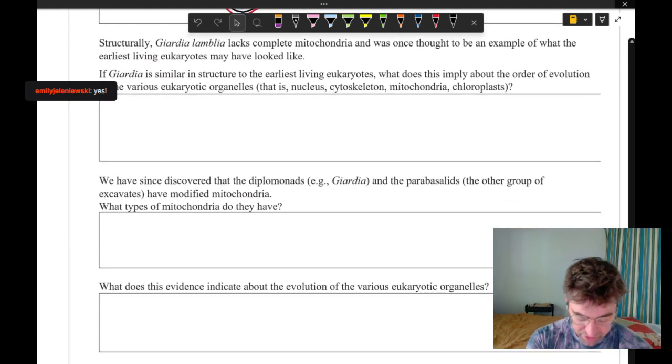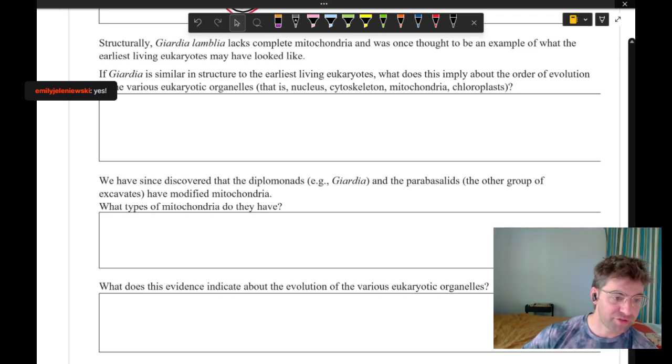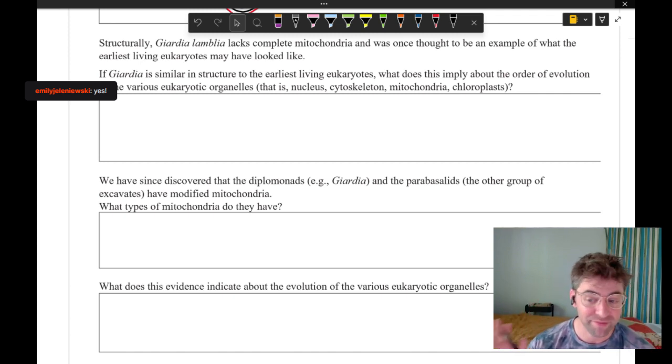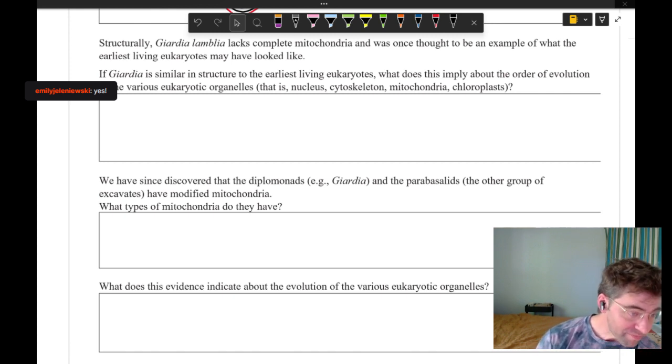Structurally, Giardia lamblia lacks complete mitochondria and was once thought to be an example of what the earliest living eukaryotes may have looked like. I strongly encourage you to look up what these organisms look like on the CDC page. Pretty cool looking, very iconic. They will ruin your day though if you happen to catch them. If Giardia is similar in structure to the earliest living eukaryotes, what does this imply about the order of evolution of the various eukaryotic organelles, that is, nucleus, cytoskeleton, mitochondria, and chloroplasts?